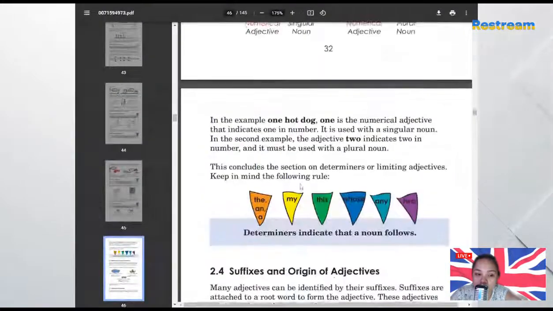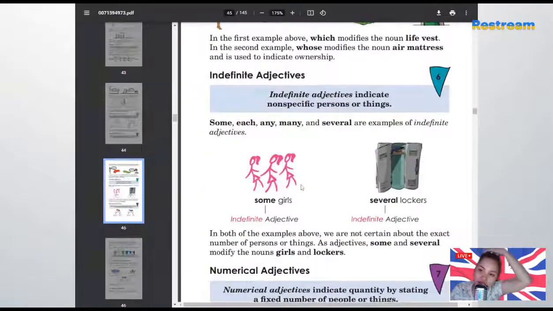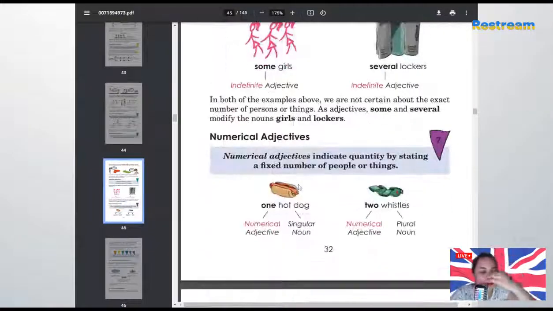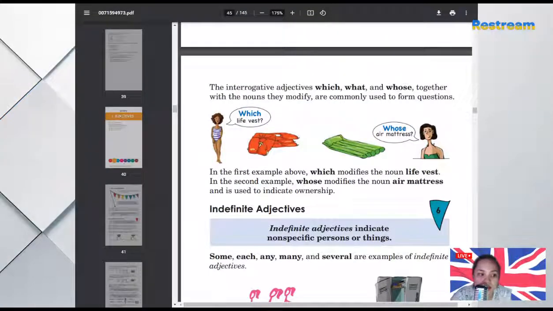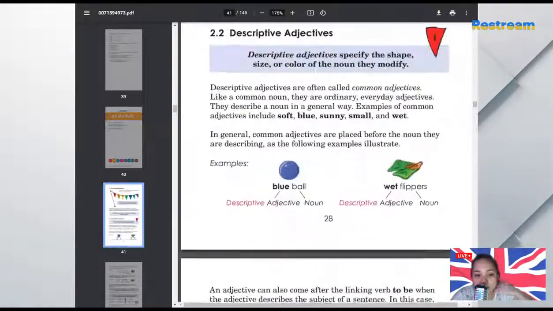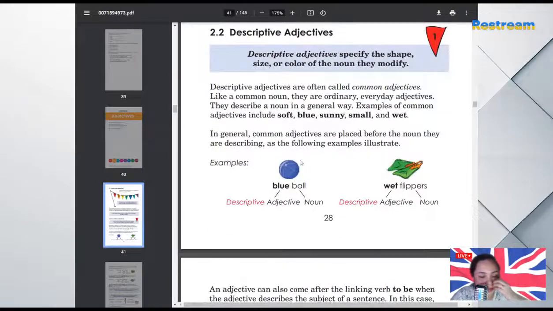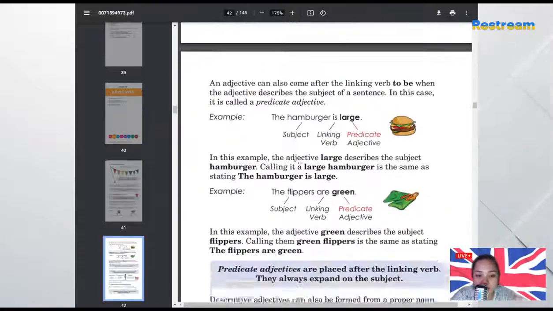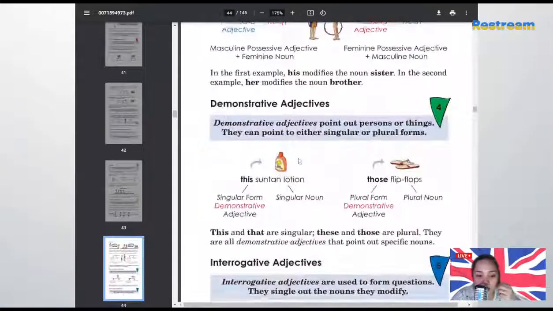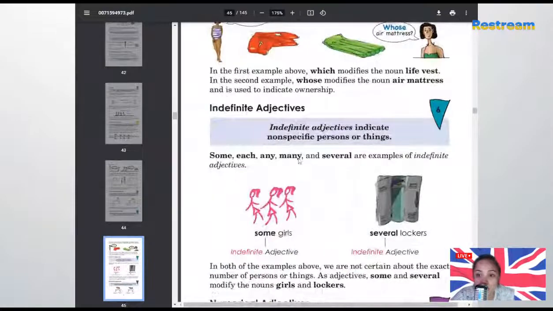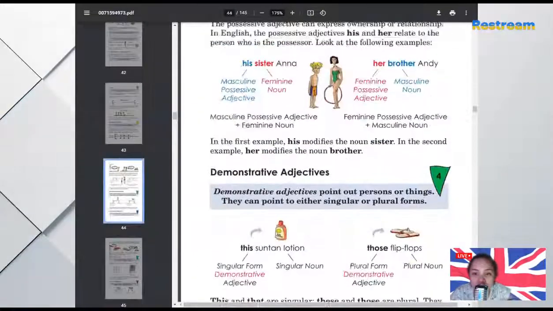So this is what we have discussed. We stop here on page 32, but we started on page 28. Next is 29, 30, 31, and the last page is 32. So remember here.